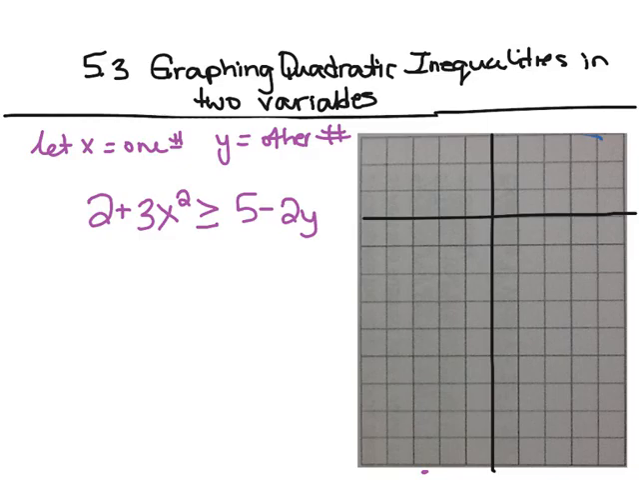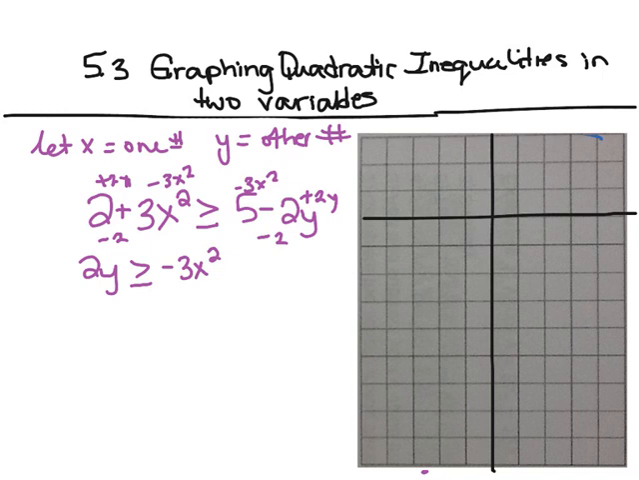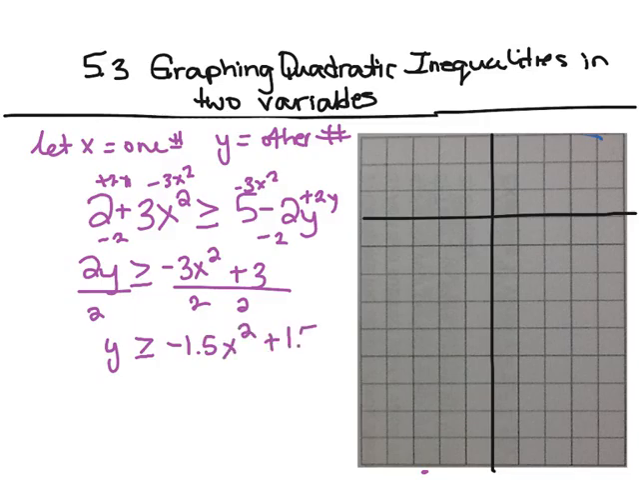We want to put it into standard form, so we're going to add 2y to the other side and move 3x squared to the other side, and minus 2. So we have negative 3x squared plus 3. And then we're going to divide by 2. So y is greater than or equal to negative 1.5x squared plus 1.5.